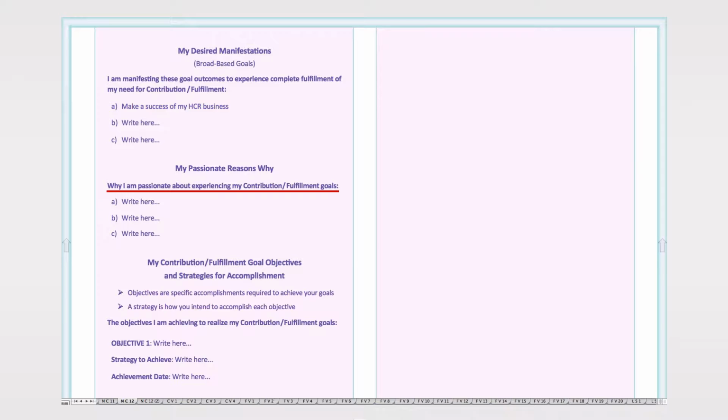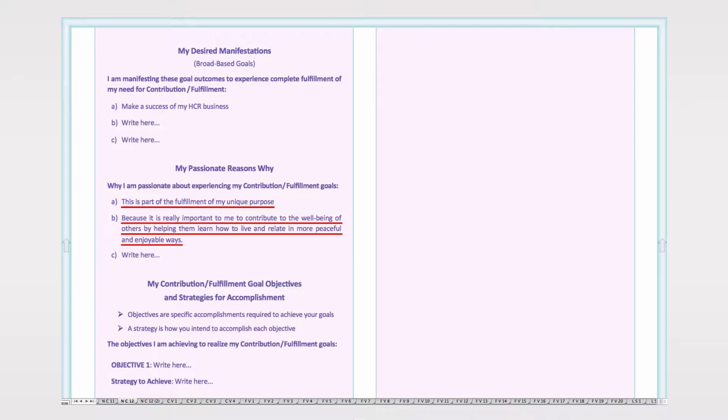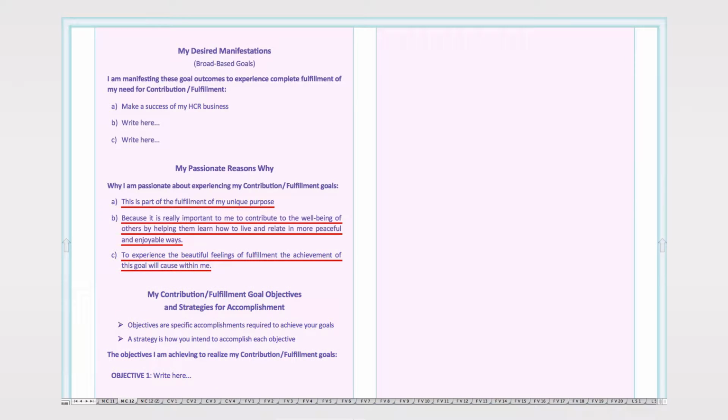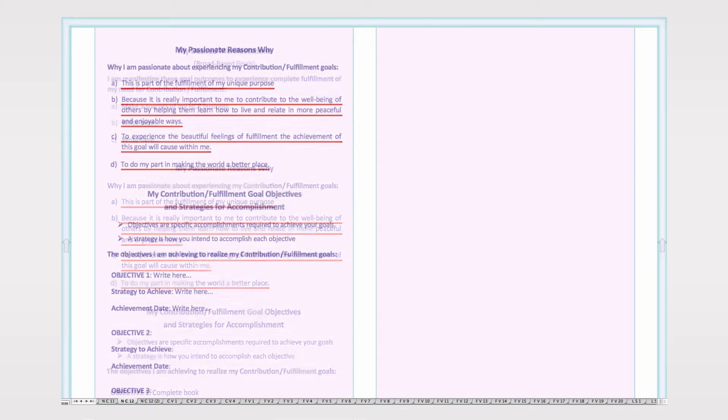So my passionate reasons were: this is part of the fulfillment of my unique potential, because it is really important to me to contribute to the well-being of others by helping them learn how to live and relate in more peaceful, productive, and enjoyable ways; to experience the beautiful feelings of fulfillment the achievement of this goal will cause within me; and last, to do my part in making the world a better place. These were all powerful reasons why, for me, achieving this goal was so important.